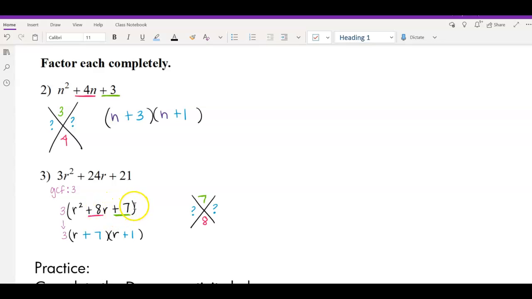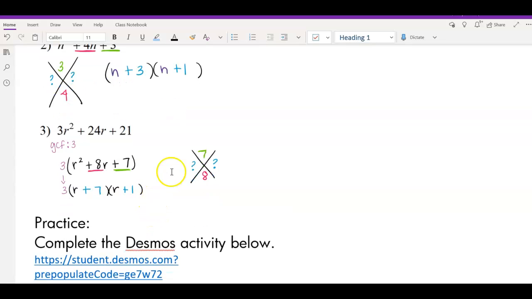Now that would be great, except I could factor this even further. And so I need to think to myself, okay, can I find two numbers that multiply to 7 and add to 8? Why, yes, I can. I can think of two numbers that multiply to 7 and add to 8, and that's 7 and 1. So because this can be factored further, I need to drop down my greatest common factor and make two new factors out of that new trinomial. So I have 3 for my greatest common factor. r plus 7 is one factor, and r plus 1 is the second factor.